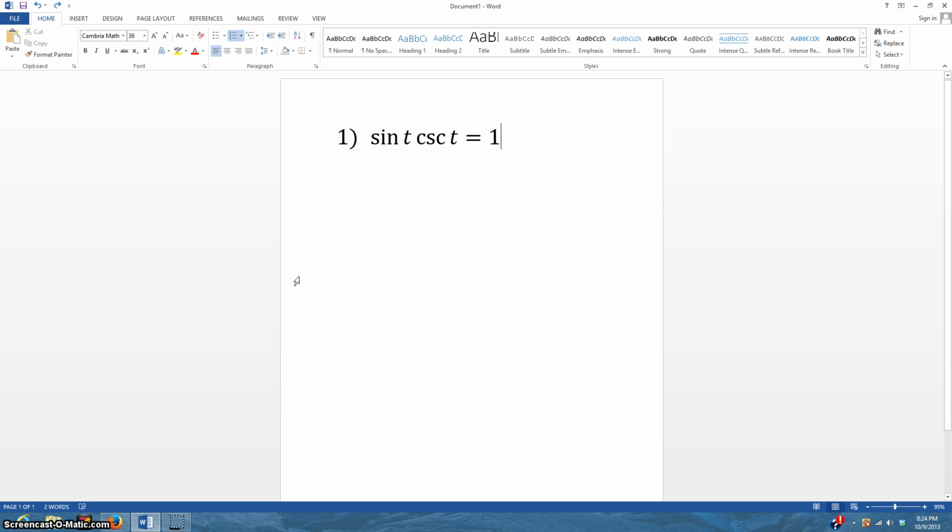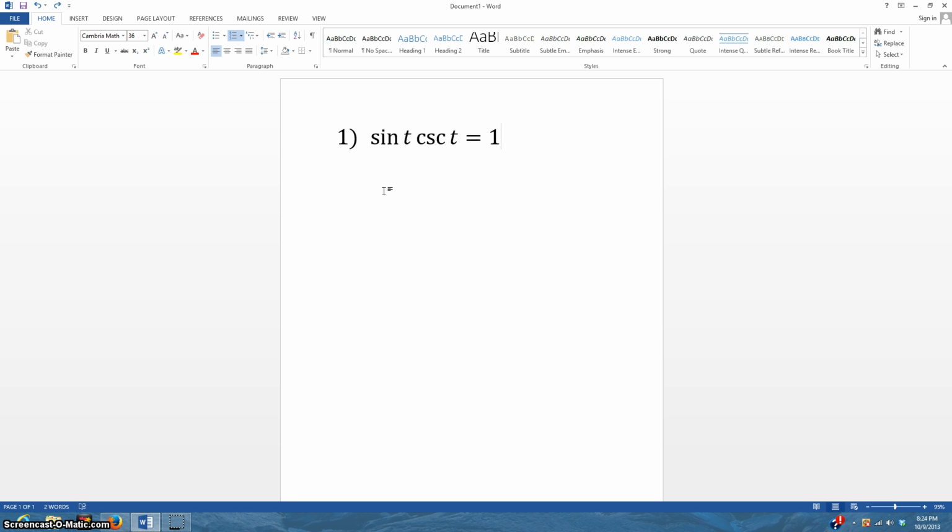So let's take a look at number one. If you pick the left-hand side, which is sine of t, cosecant of t, you already know that your answer will be 1. Likewise, if you pick to work with the right-hand side, which is just 1, you already know that eventually you're going to get your answer to be sine of t, cosecant of t. Okay, so let's start off with number 1 and actually work it.